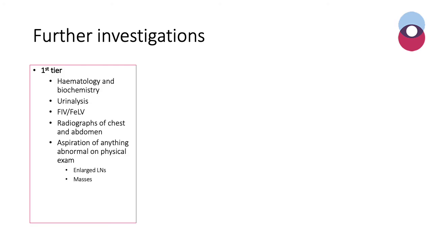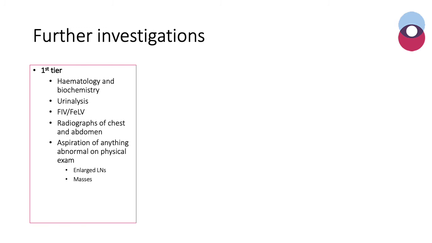Then, when we talk about further investigations, we can divide them into a tier system. Basically, considering that first tier, or the first investigation that you do in these patients with the fever, you would do your hematology and biochemistry analysis, FIV, FeLV snap test if it's a cat, radiographs of chest and abdomen, and then you aspirate anything that's abnormal on your physical examination. For example, if it's enlarged lymph nodes, then you might have your diagnosis there.